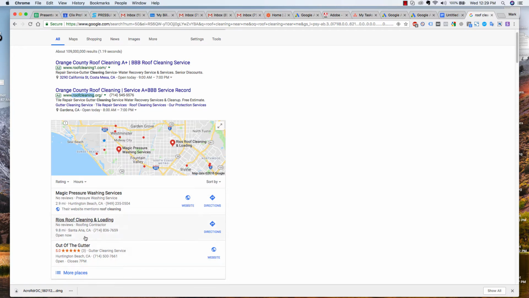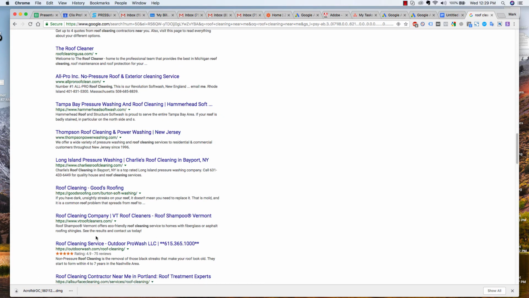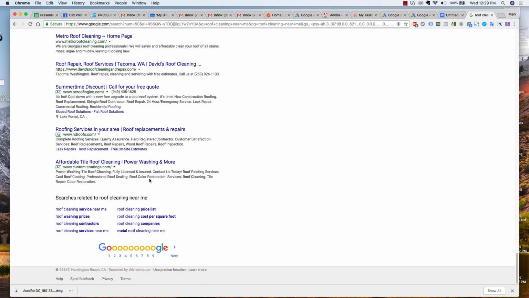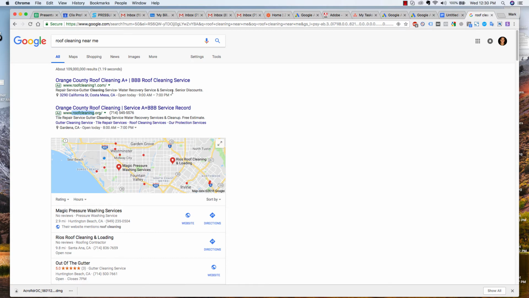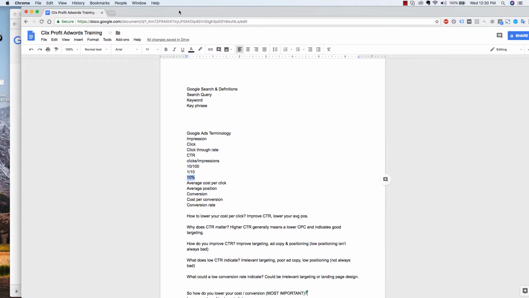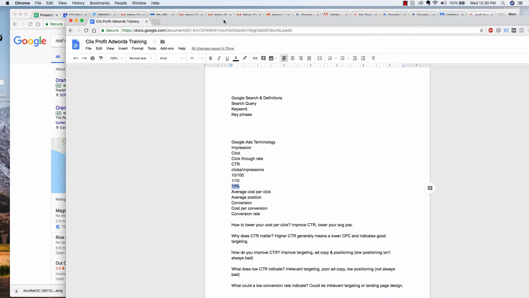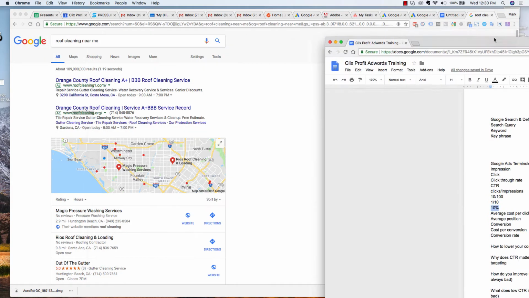They don't want people clicking down here in these listings, because they don't make any money when people click on any of the listings that don't say ad next to them. So they want you clicking on their ads. That's how they make money. So businesses that have a high click-through rate, Google's going to favor them. They're going to like them. And when Google favors you, you actually get a lower cost per click than your competitors.